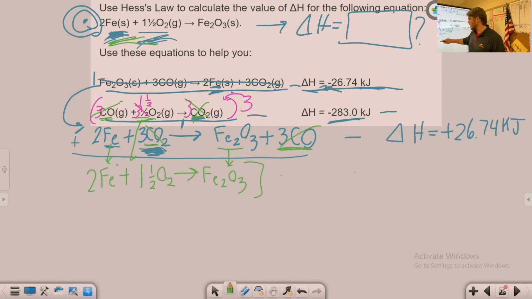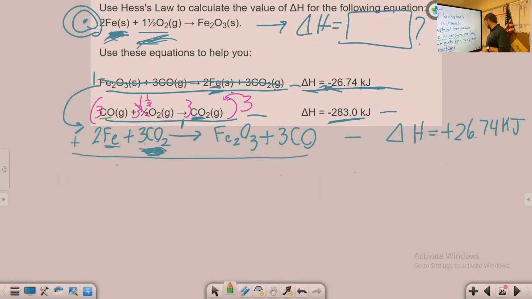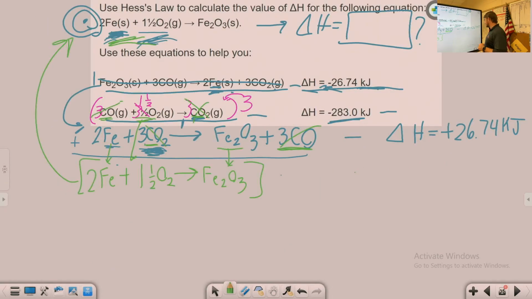And by the way, that exactly matches our target. We've accomplished the mission there. We manipulated reactions to match the target reaction. But our job is not done, because remember, whatever we do to the reactions to generate the matching reaction, we must do to the heats when we add them up.